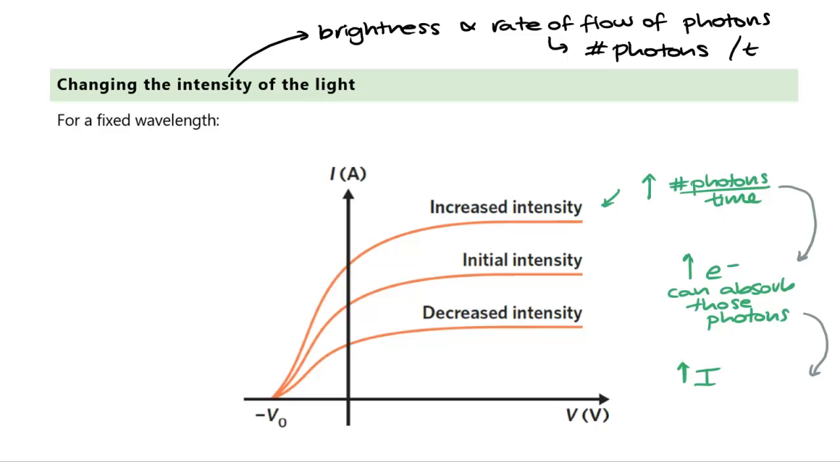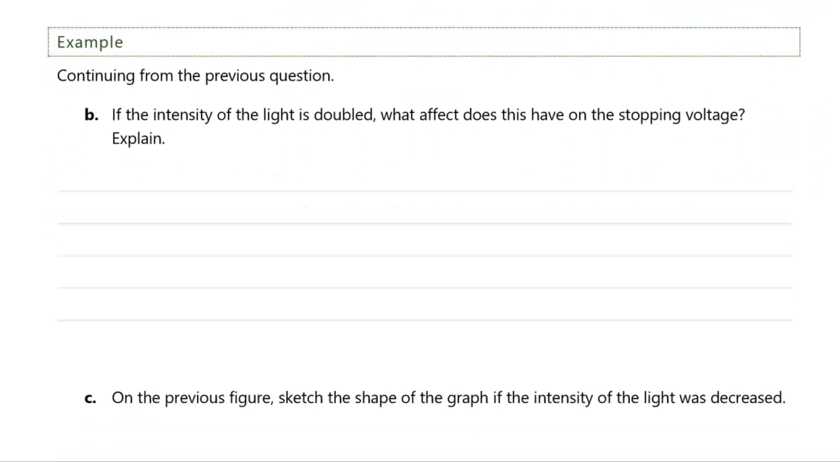So, if brightness is the rate of flow of photons, that's the flow of the logic. How many photons are available? An electron can absorb each one of those photons. If those electrons have absorbed the photons, they're moving to the collector electrode, so that means we're going to have a larger current. So that's really helpful to know.